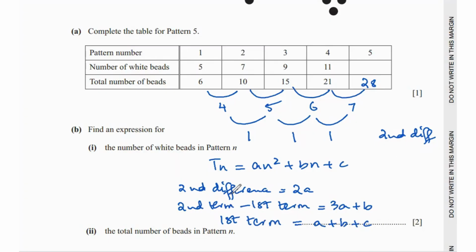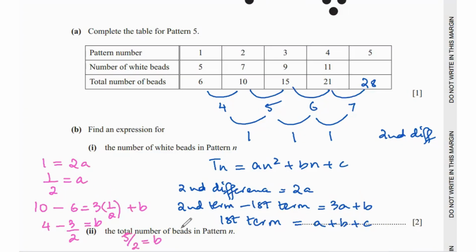So based on this, second difference is 1. So 1 equals 2a. So a is 1 over 2. Second term minus first term equals 3a plus b. So second term 10 minus first term 6 equals 3 times 1 over 2 plus b. So that's going to be 4 minus 3 over 2, which is 5 over 2. So 5 over 2 is your b value.